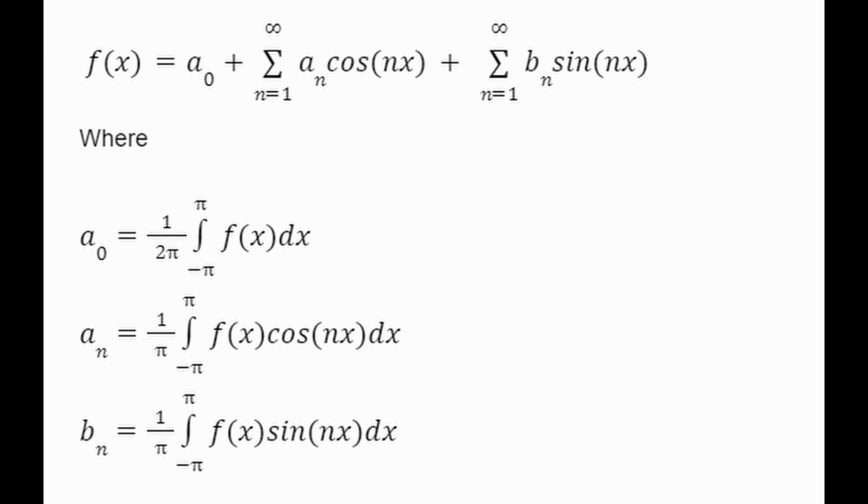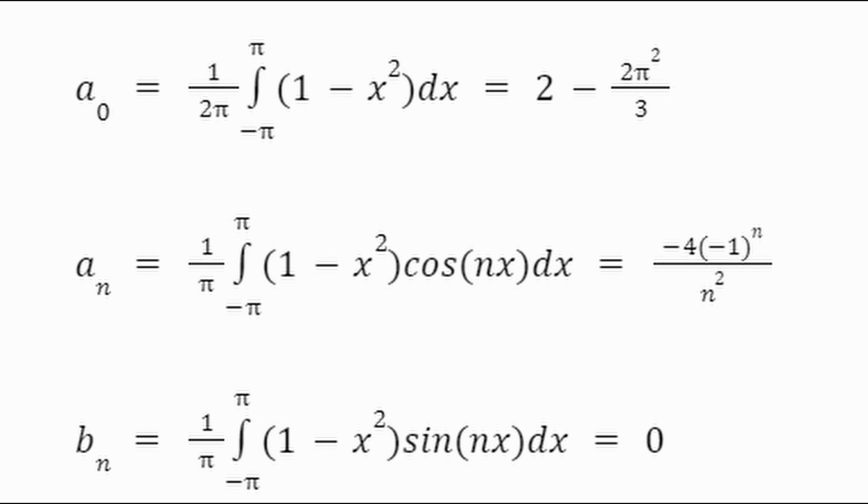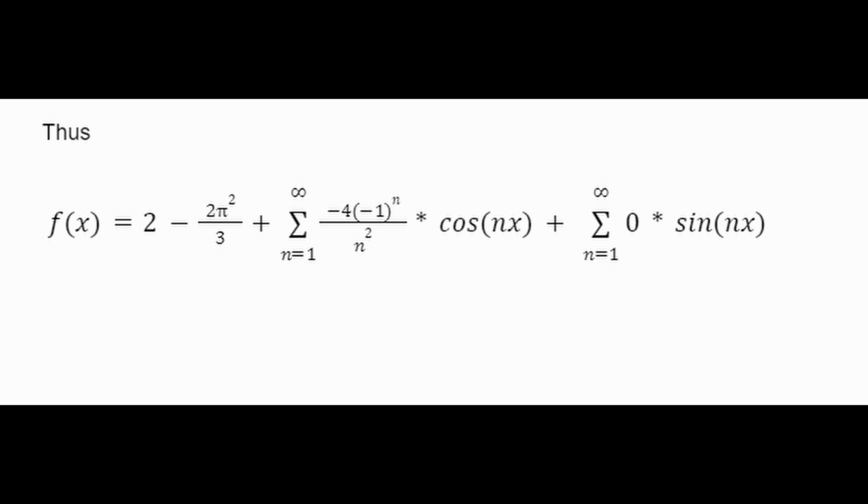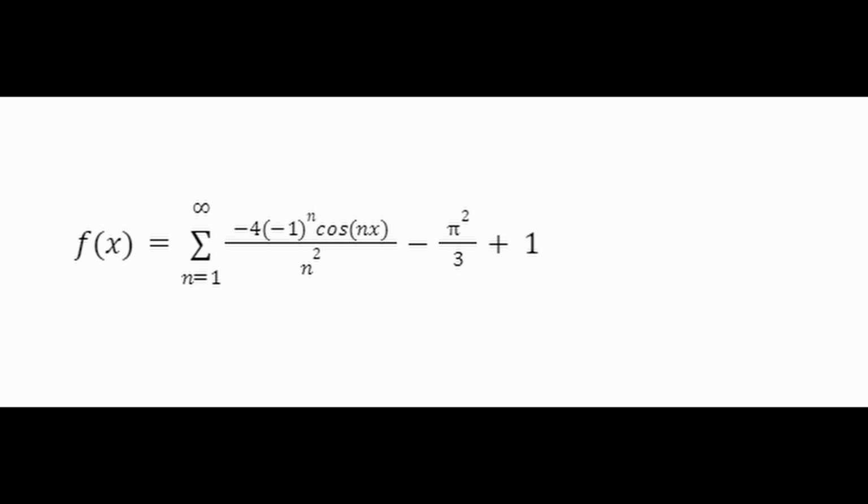With this newfound knowledge, let's try a simple function like 1 minus x squared. With only a little bit of calculus black magic, we get that a naught is equal to this, a n is equal to this, and b n is equal to this. And thus f of x is equal to this mess. Now we can make that a little bit nicer and make it look like this, but in essence, voila, we have done a Fourier series.